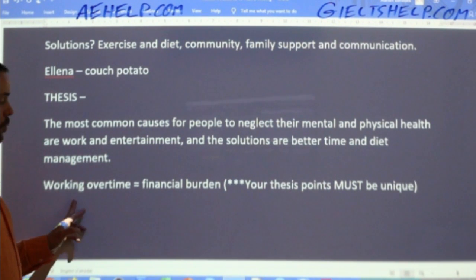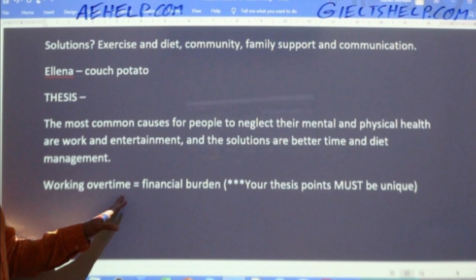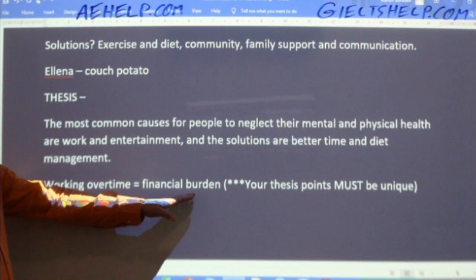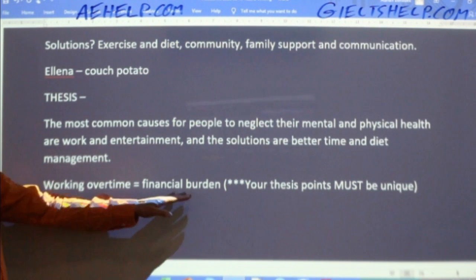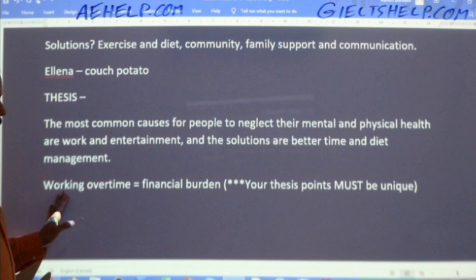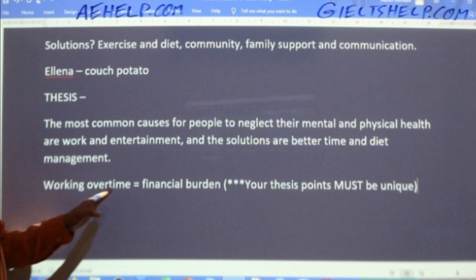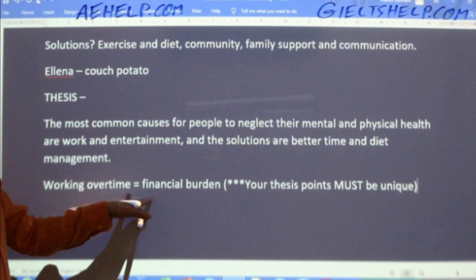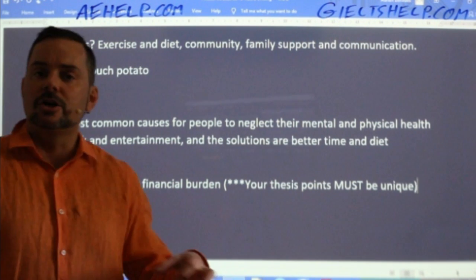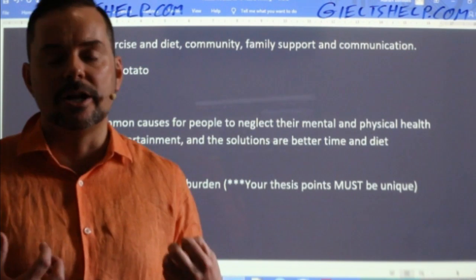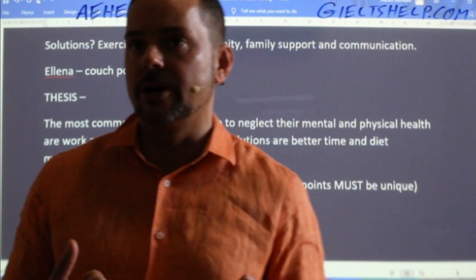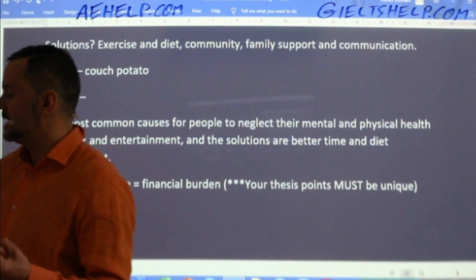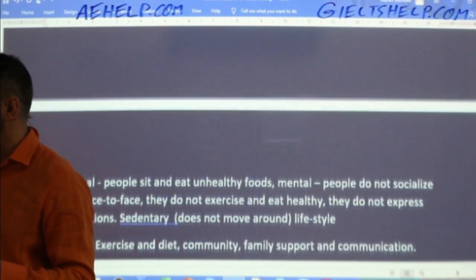Okay, so these are not, Kesey. The reason why people work overtime most of the time is because they want to make more money and have less financial burden. So working overtime, why? To make more money. Why? Because we have financial burden. So these 2 points are not exclusive. They're not unique enough to write 2 body paragraphs. Is that clear, Kesey? Same with laziness and entertainment.